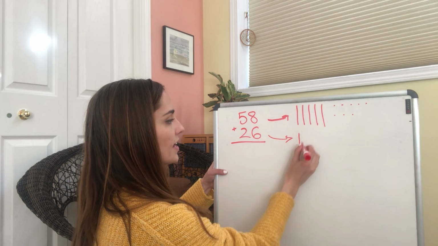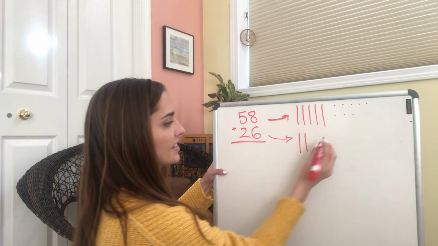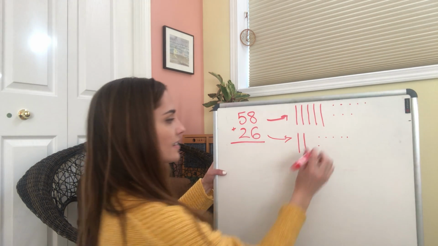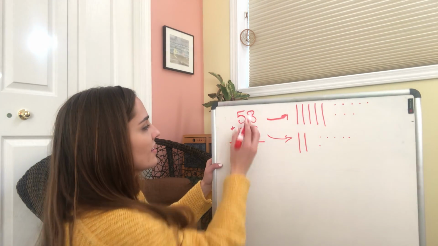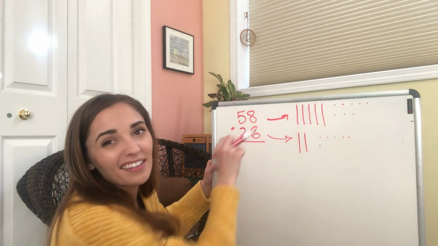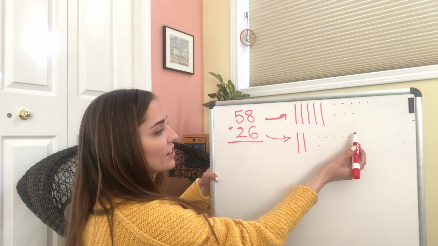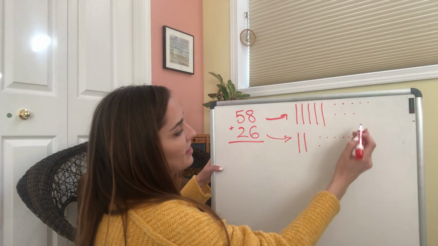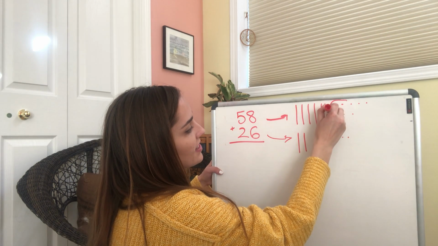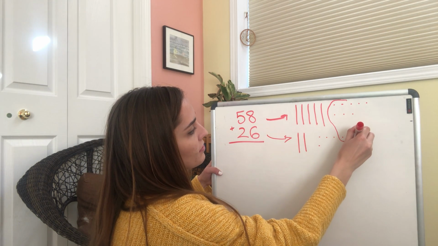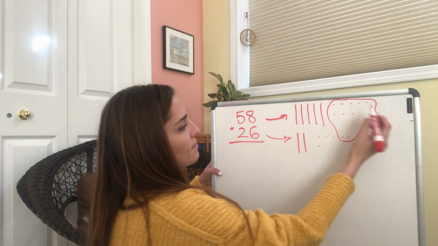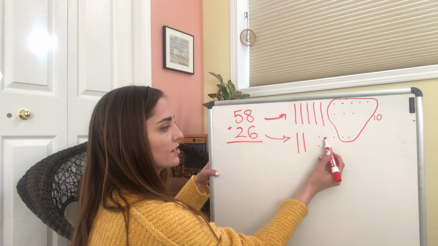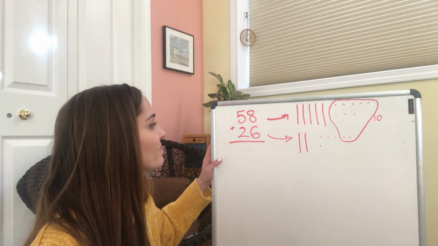So we have 2 tens and then 6 ones: 1, 2, 3, 4, 5, 6. Okay, and here I notice in 58 we have more ones. So how many ones do we need? We'll just need 2 to get to 10 up here. So we have these 8 ones, and I'm going to borrow 2 from down here and make another group of 10. That leaves us with 1, 2, 3, 4 ones down here.